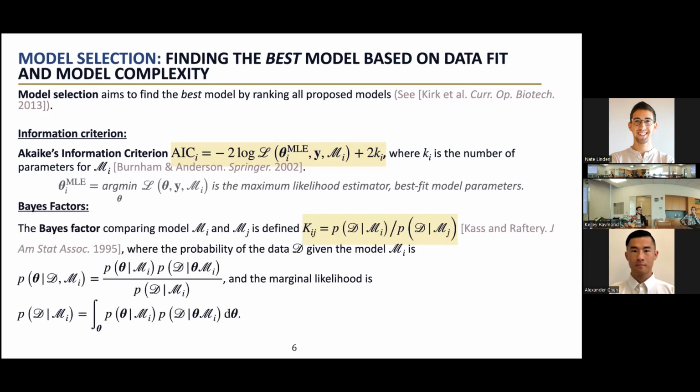And then we can do this in a Bayesian way by computing Bayes factors. So we want to look at the probability of the data set under a specific model. So that's this probability of data given model, and then we'll compute ratios of that for different models. And we'll be able to rank models based on these ratios of probability.